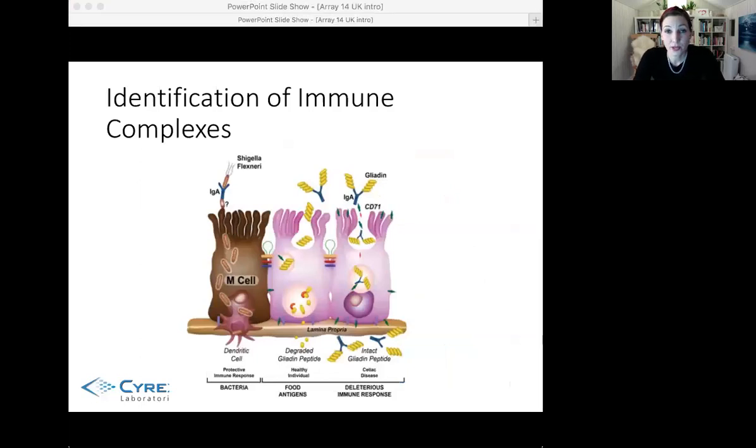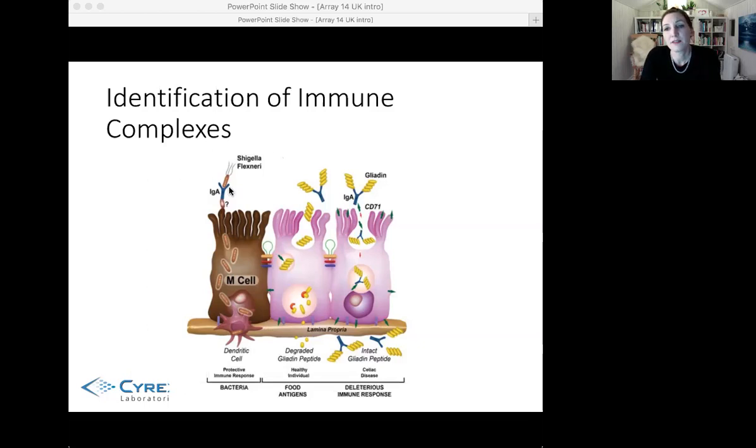And the final marker on Array14 is immune complexes. So immune complexes are the immunoglobulin and the antigen bound together, and IgA immune complexes specifically have the capacity to transport intact peptides across the epithelium using specific receptors. So the way that it works is this, and this can be beneficial or detrimental.